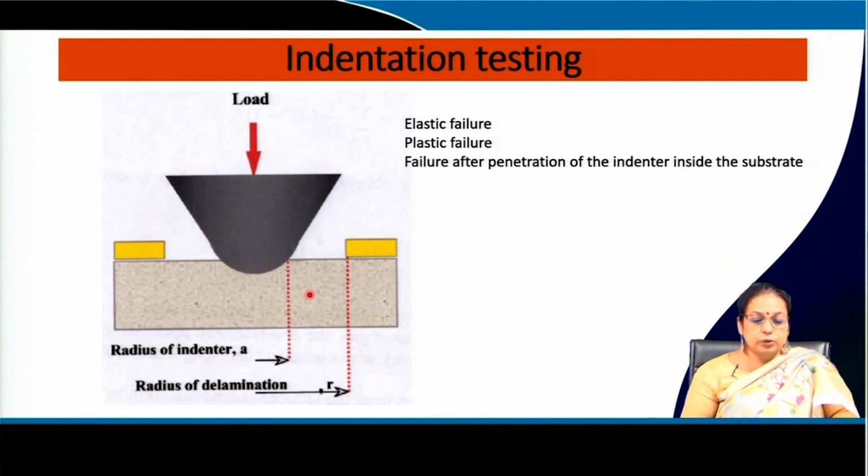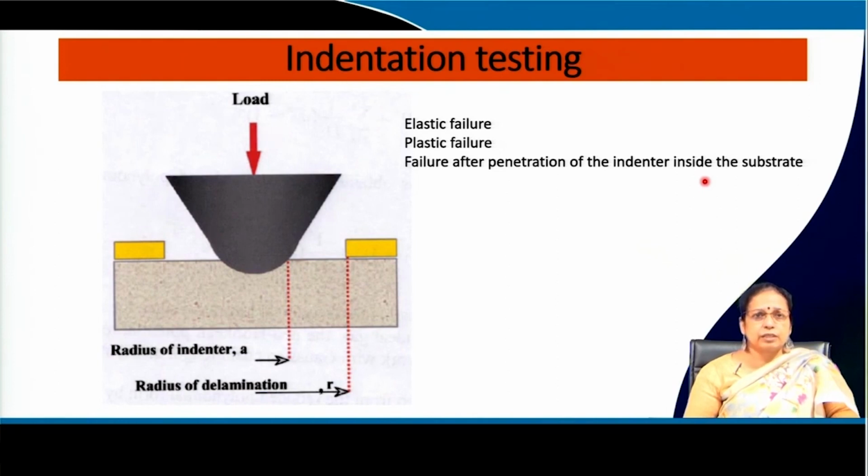Now, if you quickly go through indentation testing, there is another way by which you can qualify the coating. When you do indentation testing, there may be elastic failure, plastic failure, or failure after penetration of the indenter inside the substrate. From there you can also get information about the kind of failure that has occurred on the surface. The testing is a little bit different. There is a wear term which we are acquainted with in the past, that is indentation wear. This indentation test gives you information about the resistance to indentation wear.